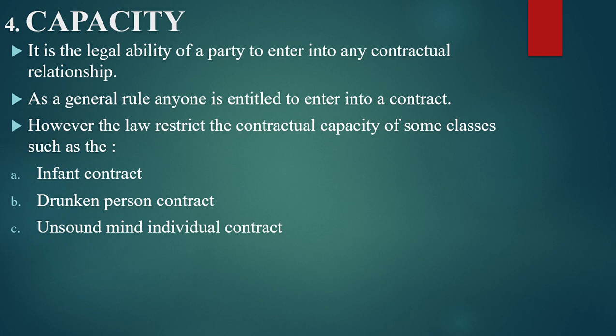Capacity. Another essential element of a contract, it is the legal ability of a party to enter into any contractual relationship. As a general rule, anyone is entitled to enter into a contract. However, the law restricts the contractual capacity of some classes, such as infants' contracts. These are people who have not attained majority age, drunken persons' contracts, and unsound-minded individuals' contracts.